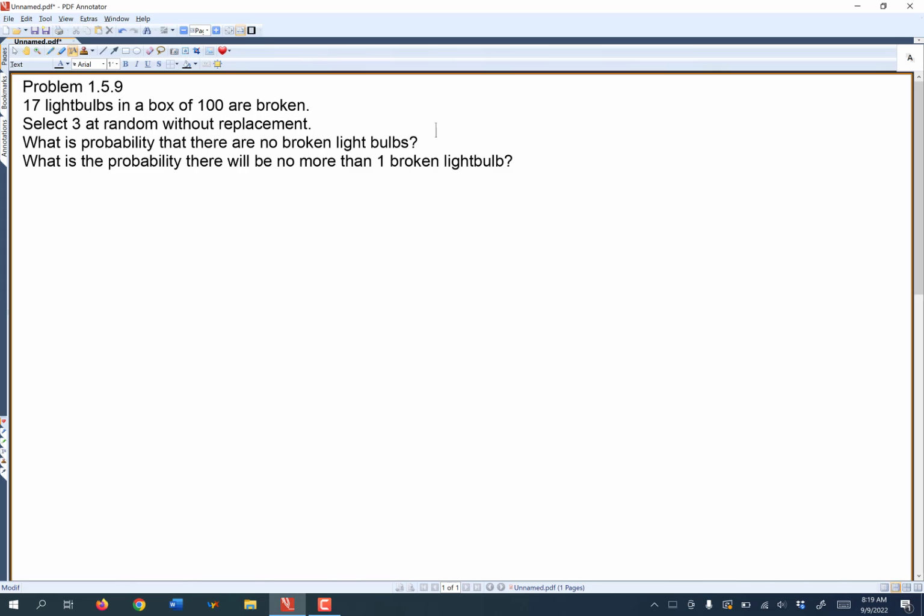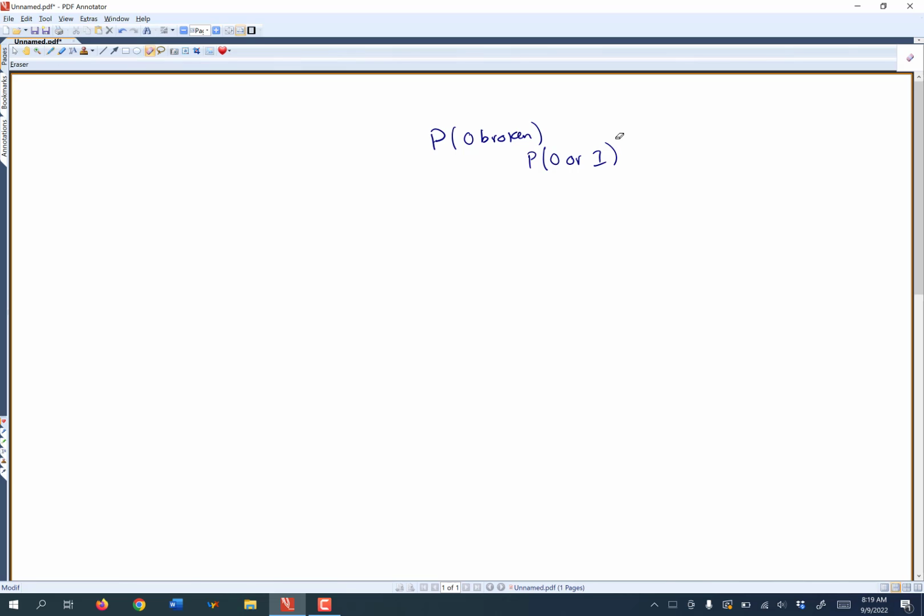That would be the probability that x equals 0. Or, sorry, we haven't gotten to that point yet in this class. That would be the probability of 0 broken. And what is the probability that there will be no more than 1 broken light bulb? If you think about it, to get no more than 1 broken light bulb, you're going to have 0 or 1 broken. Either one of those would be what you want.